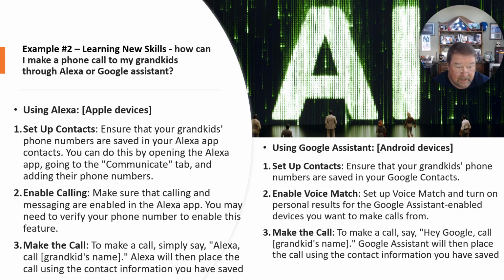Using Google Assistant, which are the Android devices, set up contacts. Ensure that your kids' phone numbers are saved in your Google contacts, enable Voice Match, set up Voice Match, and turn on personal results for the Google Assistant enabled device you want to make calls from. The Google Assistant ones are the Nest Minis, the Nest Hub, those types of things. And then you make the call. To make the call, you say, hey Google, call the grandkid's name, call Henry. Google Assistant will then place the call using the contact information you saved.